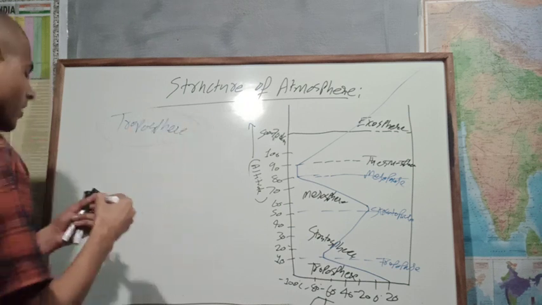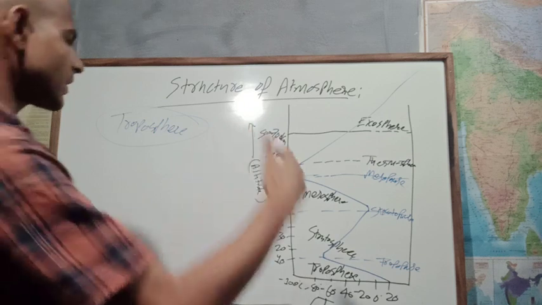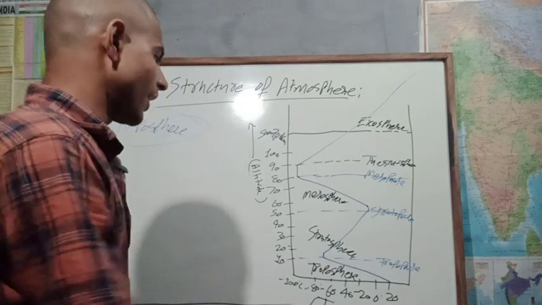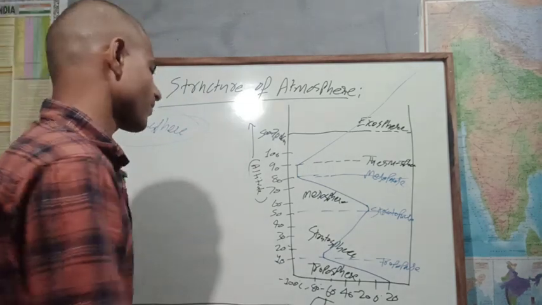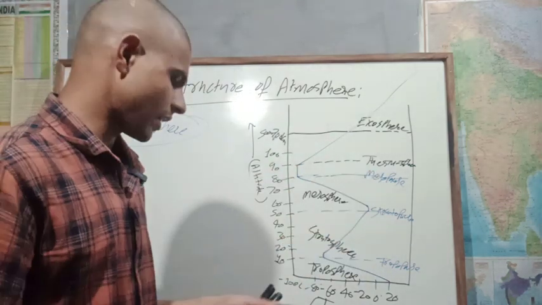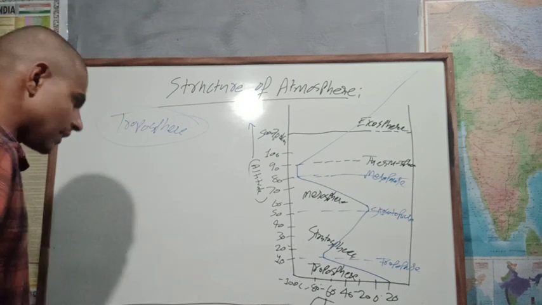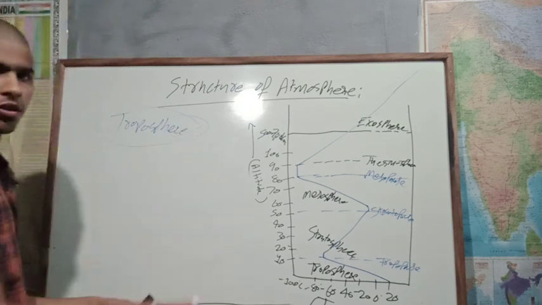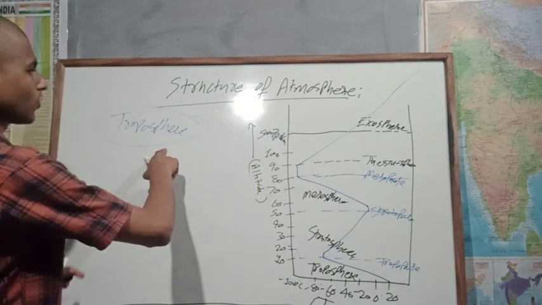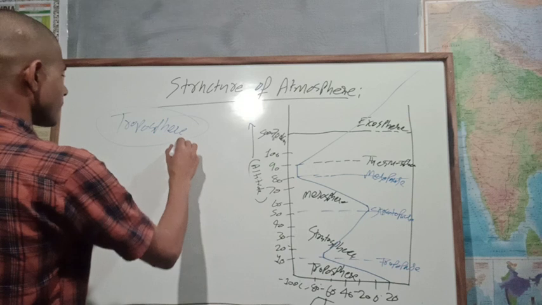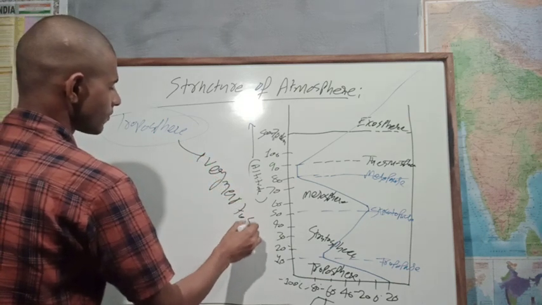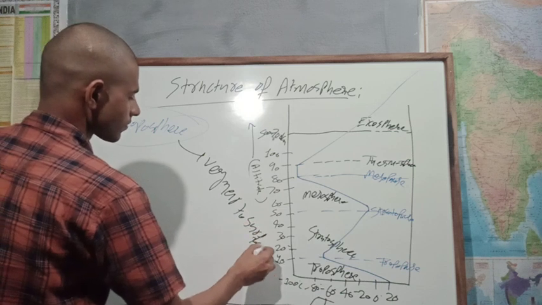First let's talk about temperature. In the troposphere, temperature decreases as we go up in altitude. So whatever I'm writing here, you can write it in your rough work. First of all, the troposphere is very near to the surface. First thing.